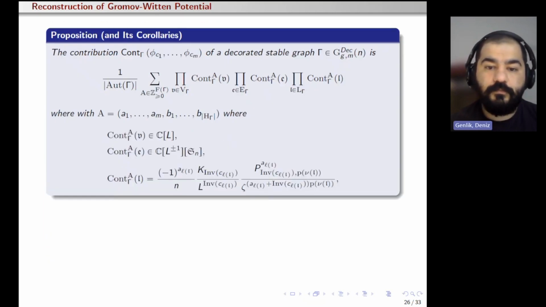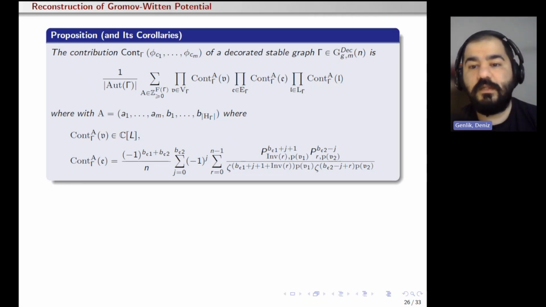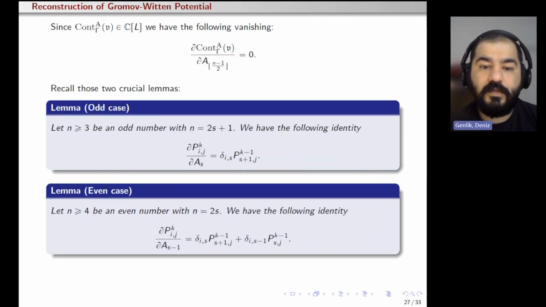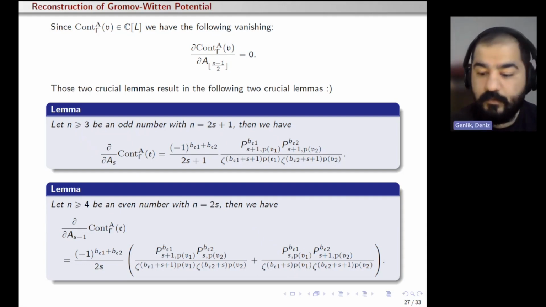And if you go back to the edge contribution, for example, if you take the derivative of these things, since the derivatives of these p's with respect to a sub s is 0 in general, you obtain the following thing. These two lemmas imply these two things. If you take the contribution of edges and take the derivative with respect to a_s, you just have a product of two p's, or two products of two p's, depending on the parity.